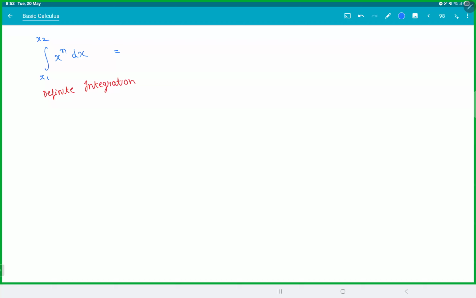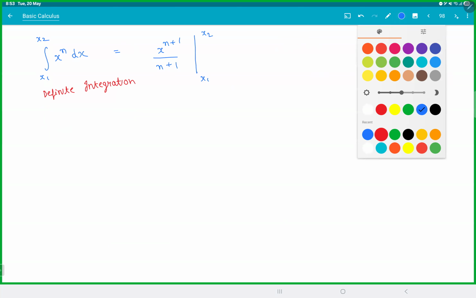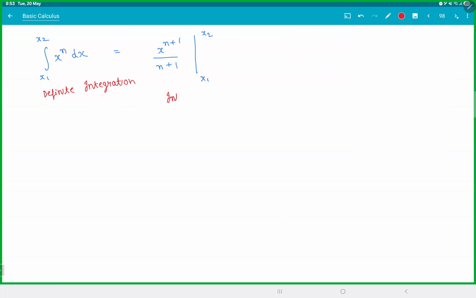Again, the formula is still the same. What is the formula for x power n? Listen carefully here. x power n plus 1 by n plus 1, the formula is done. Then we put a straight line here, x1 to x2. The meaning of this is that the integration is done. If n is equal to minus 1, the denominator will become 0. This is how we pronounce it. The meaning of the straight line is integration is over. Integration is over, limits are still pending.